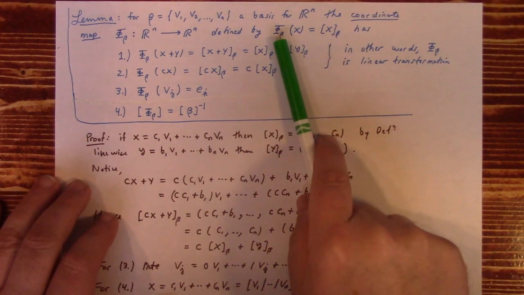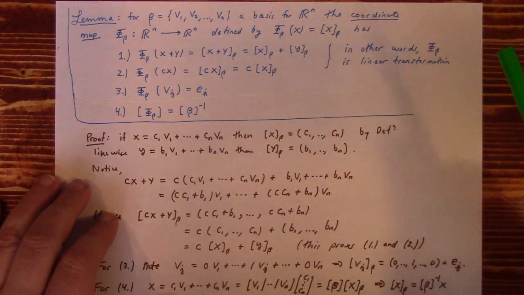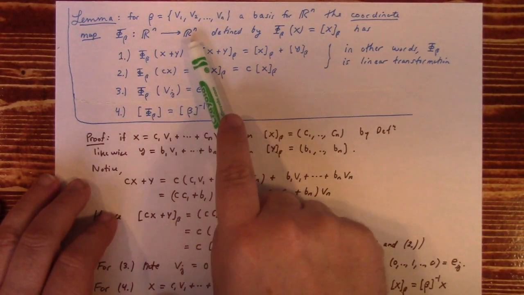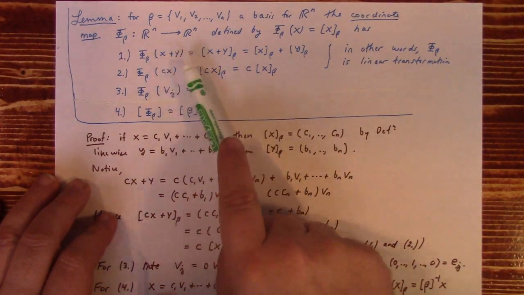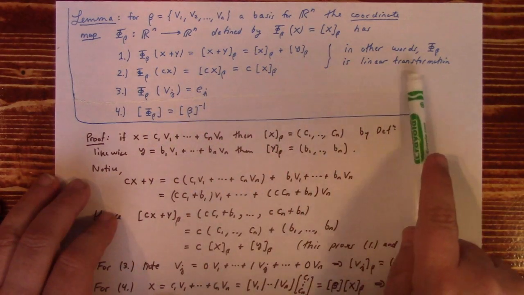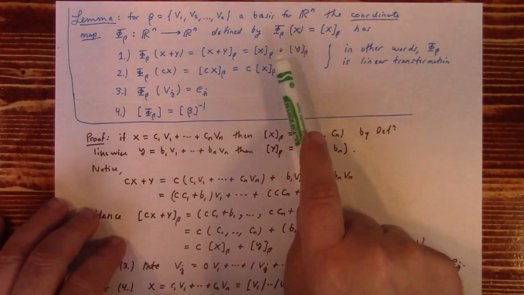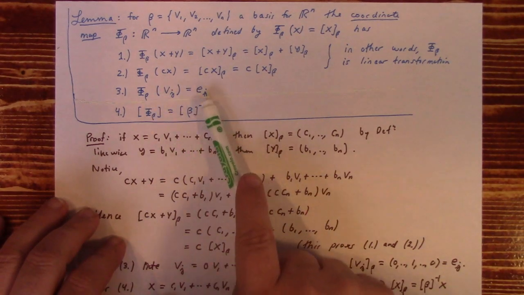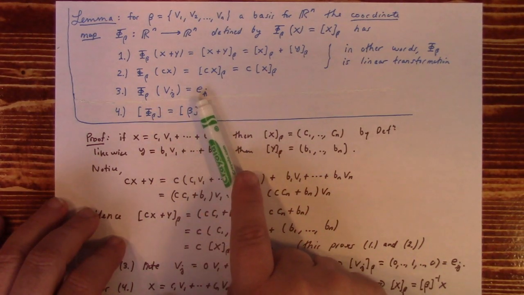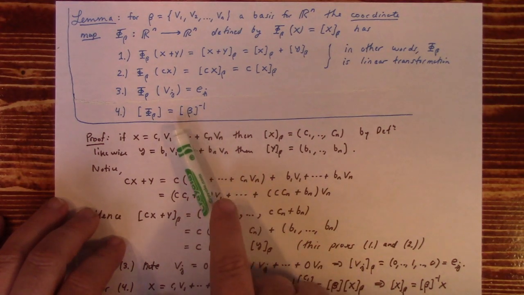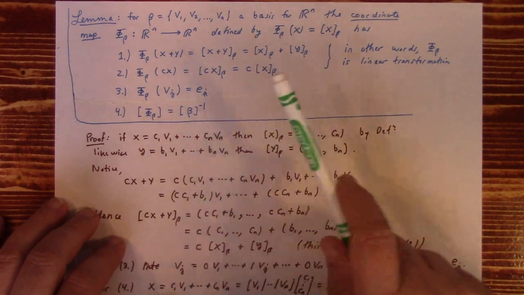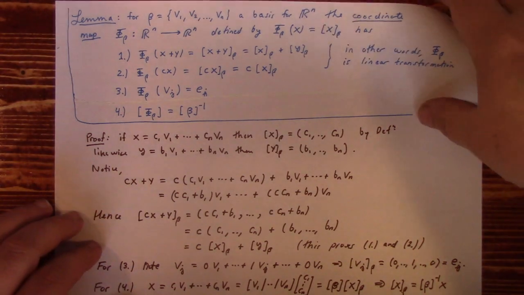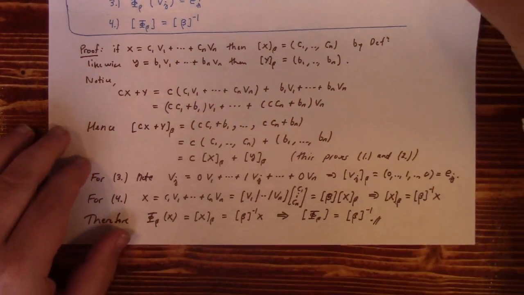So I'm just giving a different notation for the same thing to emphasize that in fact this coordinate mapping from Rn to Rn is linear. It's additive and homogeneous. So it's a linear transformation, right? And it sends the non-standard basis Vj to the standard basis Ej. And its matrix actually is just the inverse matrix of the basis. We can prove these things. Here's the proof.